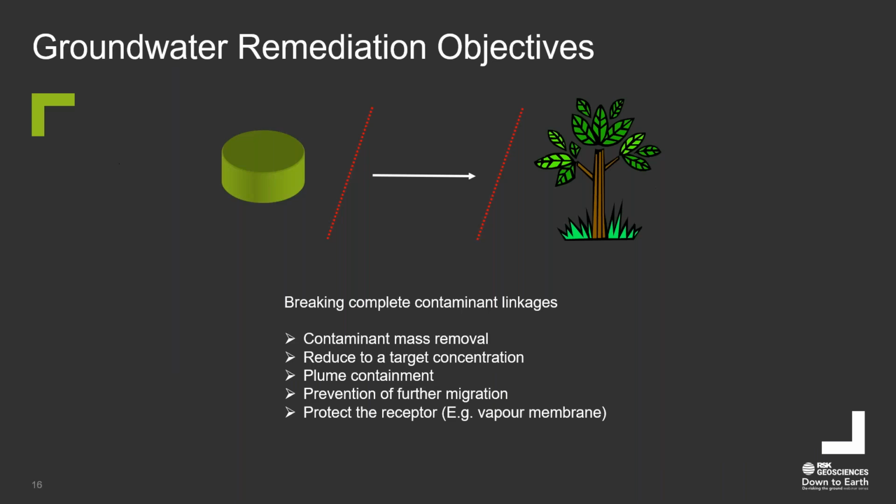The groundwater remediation objective, simply, the ultimate aim is to break the complete contaminant linkage. The remediation objective should be site-specific and focus on reducing, controlling, or removing risk associated with the complete contaminant linkages. Typical objectives include to remove the source, decrease contaminant mass or concentration or mobility or toxicity, and then break contaminant pathways, effectively contain the contaminants, and then protect or manage the receptor.